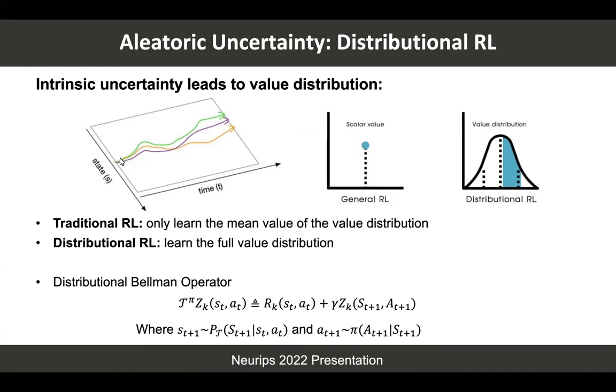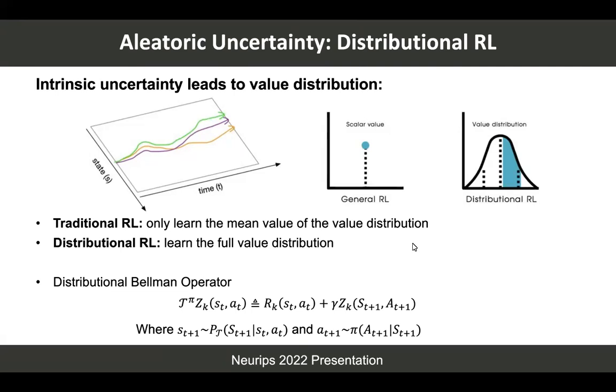For example, in this picture, even though the agent starts at the same initial state, due to the stochastic transition dynamics, the agent may eventually reach different endpoints. So it will naturally give us 3 different returns. These returns naturally form a value distribution. But traditional reinforcement learning algorithms only learn the Q value, which is the expected value, so they cannot capture the intrinsic uncertainty of the environment.